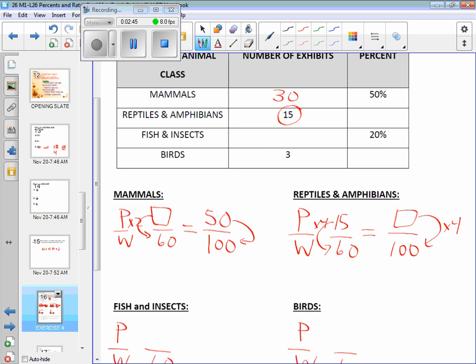If this is problematic for you, trying to find an unknown number times 4 equaling 100, go backwards. 100 divided by 4 is what percent? Krista, correct. Think about what you did. 25% of 60 is 15. All right, let's do fish and insects.